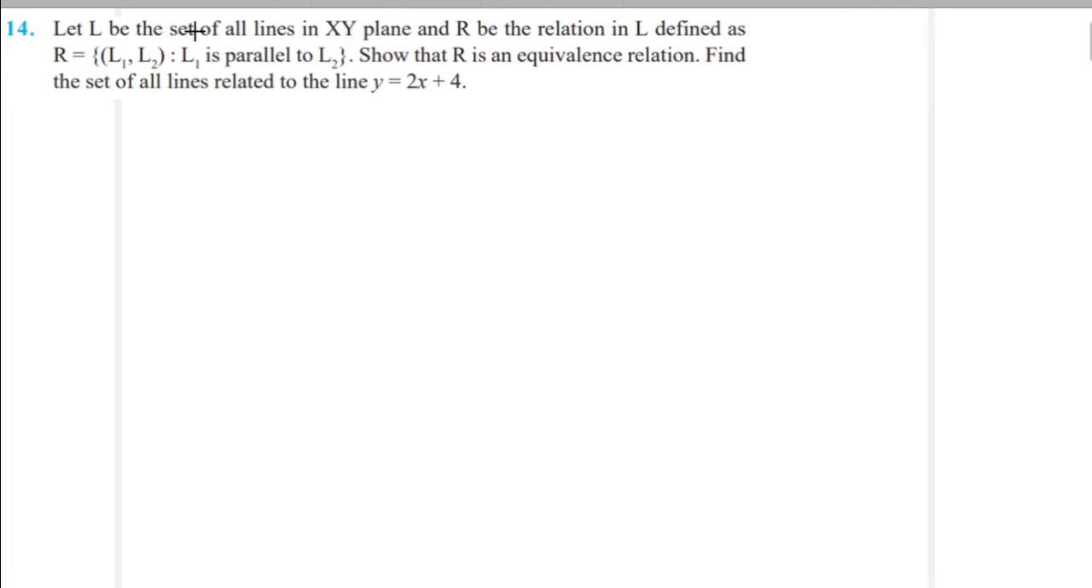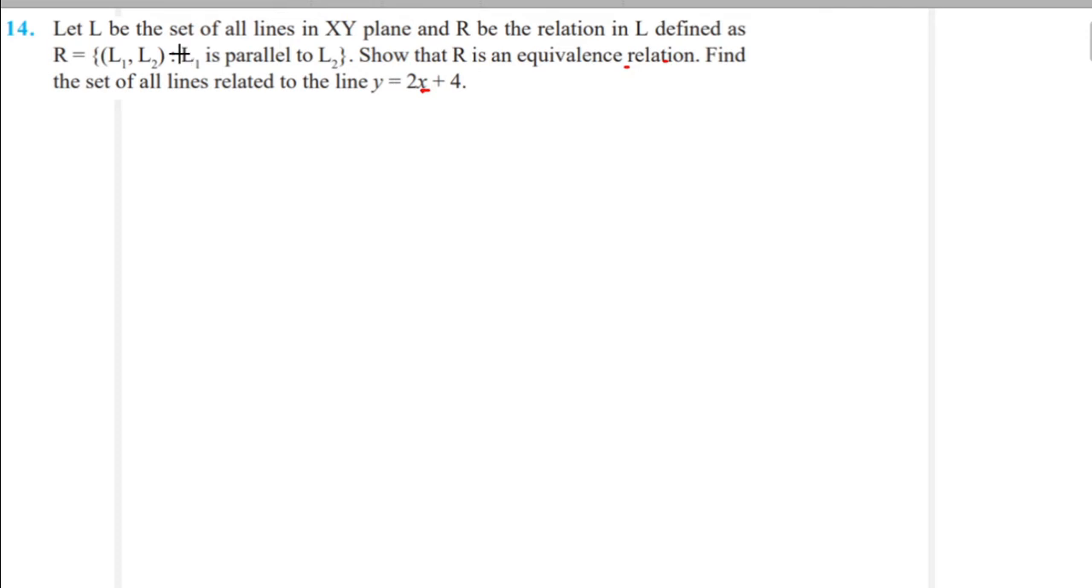Let L be the set of all lines in the xy plane and R be the relation in L defined as R equal to the set of all ordered pairs (L1, L2) such that L1 is parallel to L2. Show that R is an equivalence relation. That's the first part, and the second part is to find the set of all lines related to the line y equal to 2x plus 4.